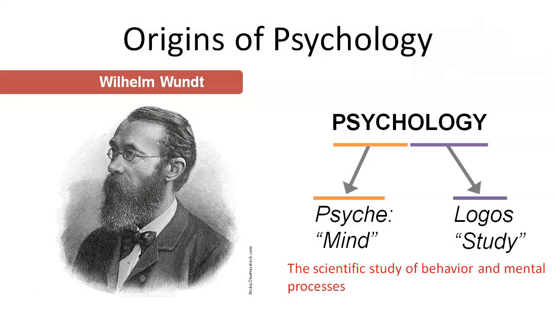And so the very first thing that you will need to know is, of course, the definition of psychology. When we break down psychology, it's the study of the mind, but that's not good enough anymore. So when we talk about psychology, we are referring to the scientific study of behavior and mental processes. That is how we define psychology.